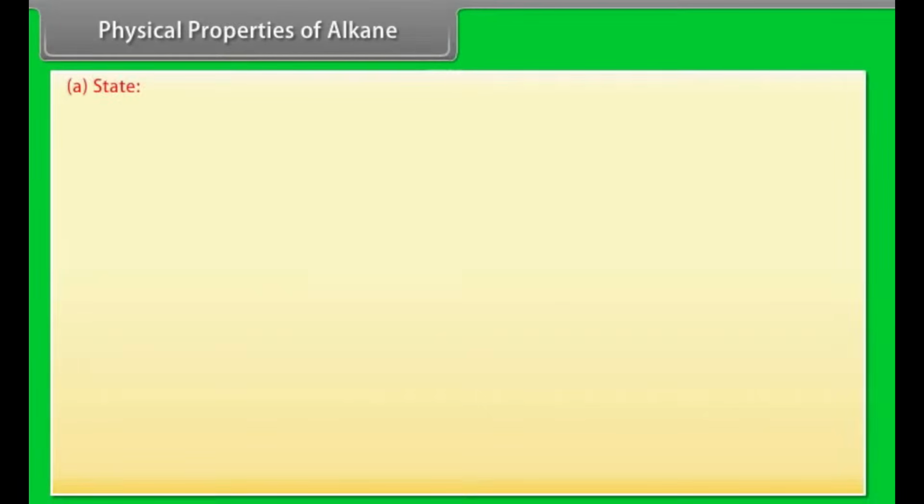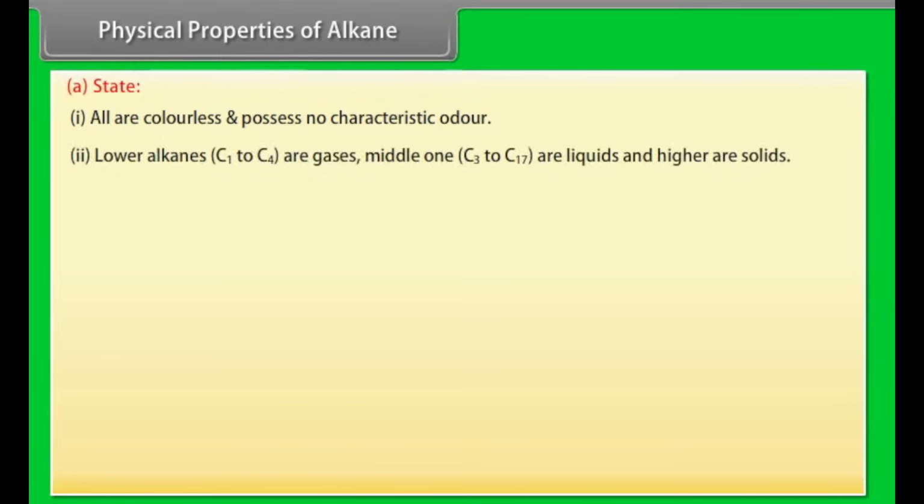Physical properties of alkane. State. Number 1. All are colorless and possess no characteristic odor. Number 2. Lower alkanes C1 to C4 are gases. Middle ones C5 to C17 are liquids and higher ones are solids.